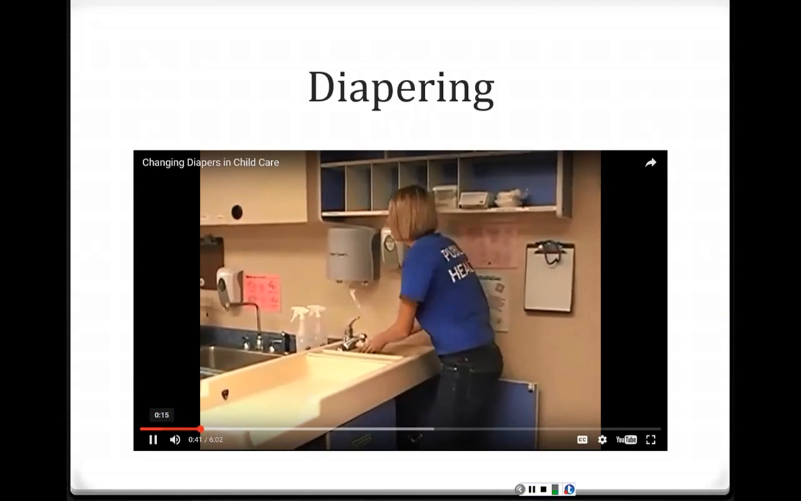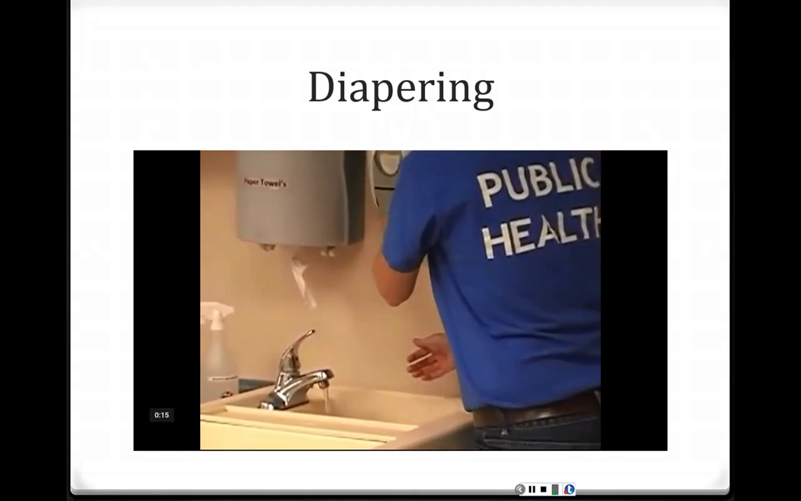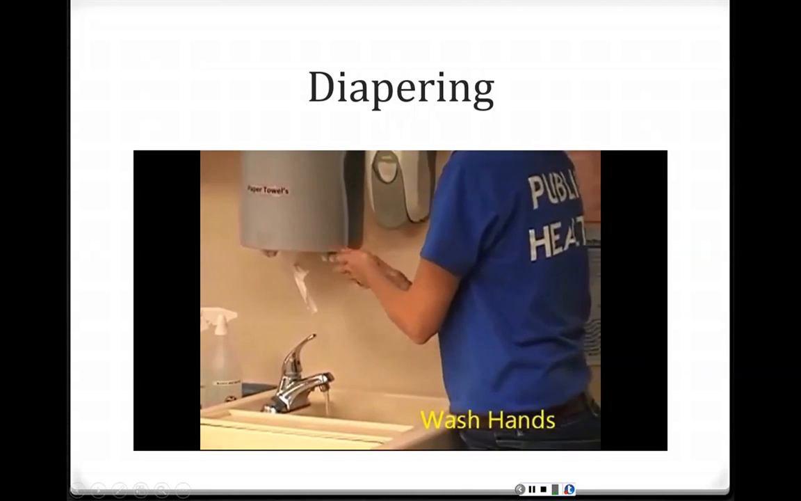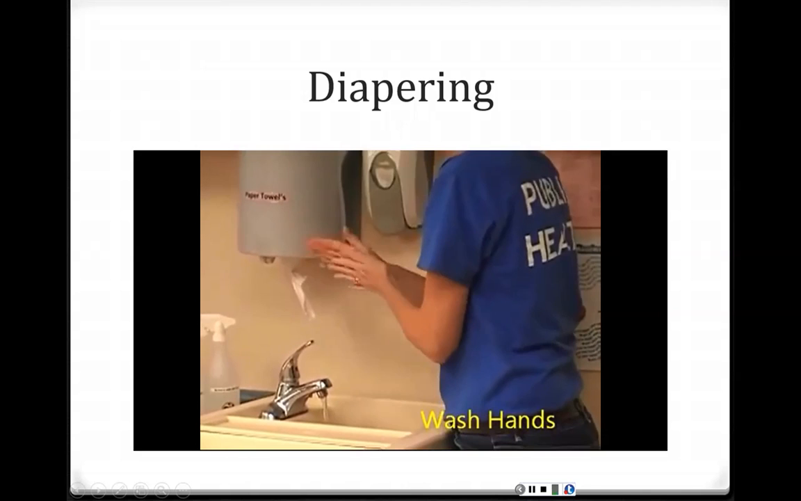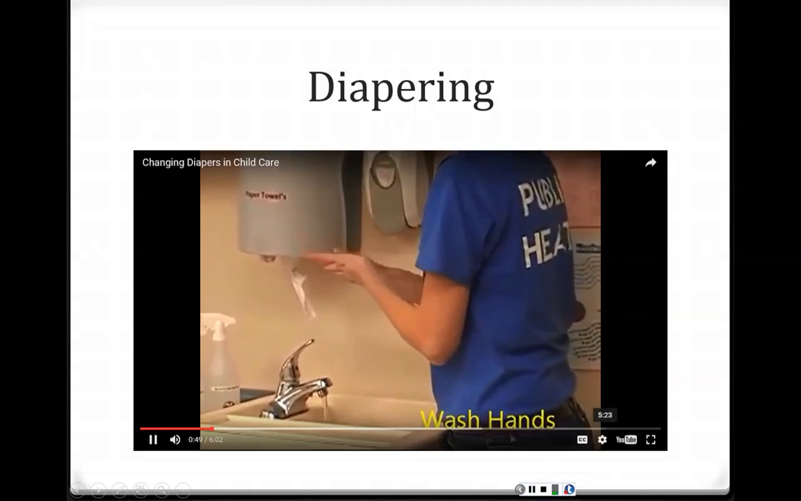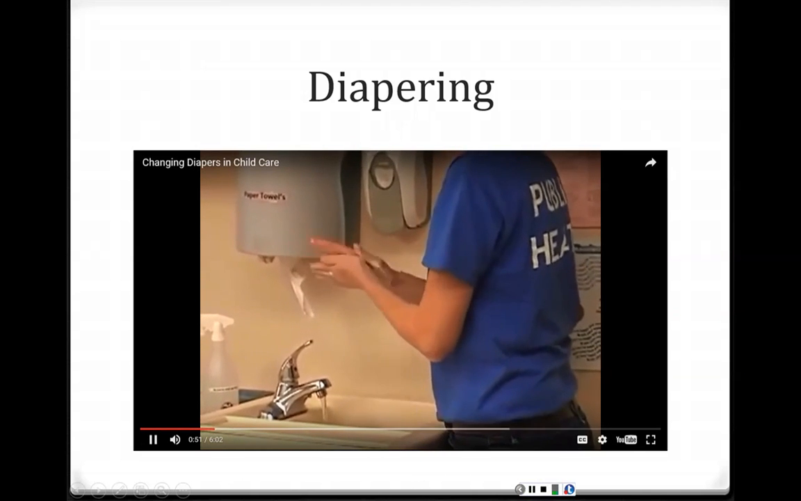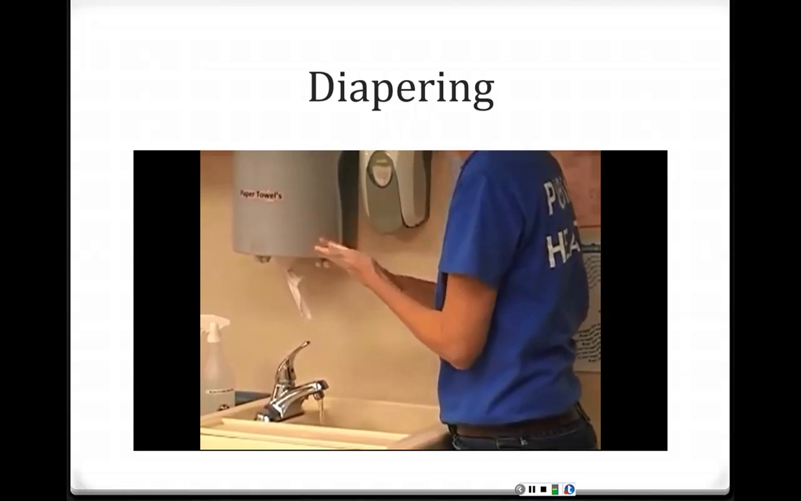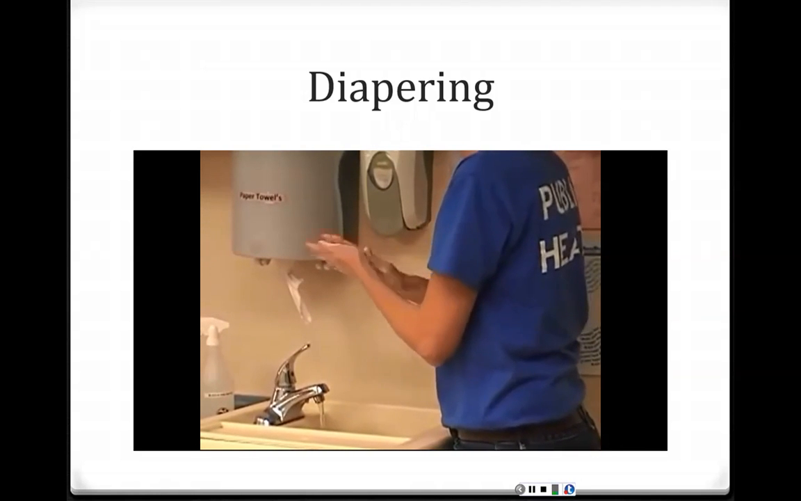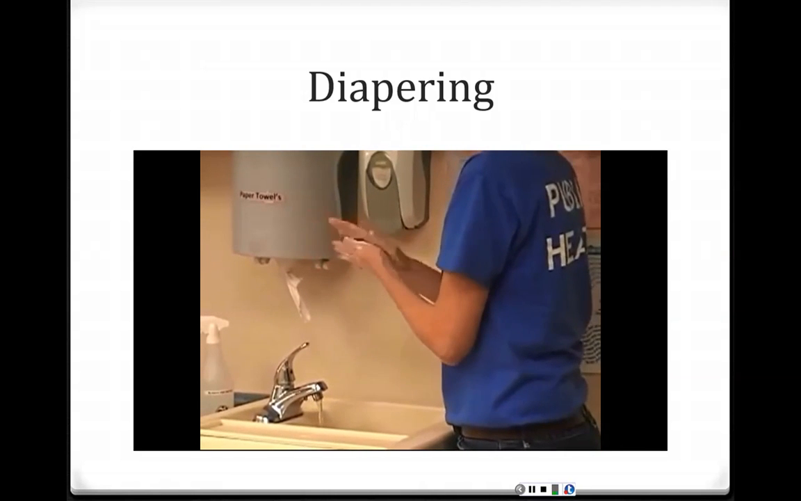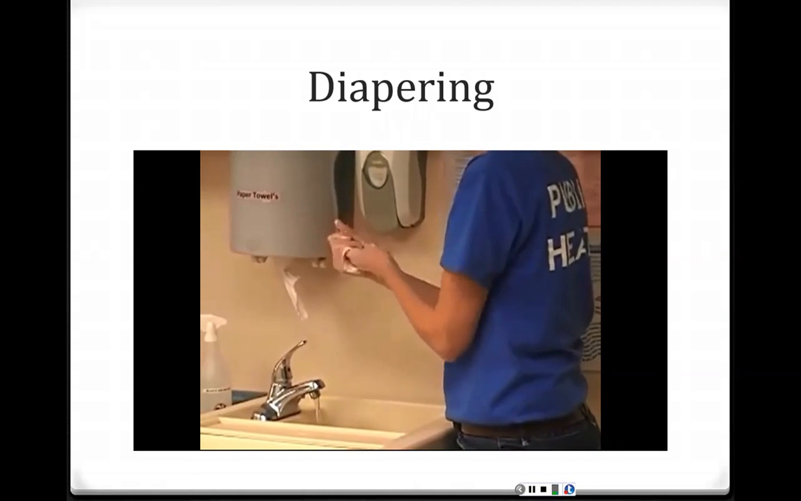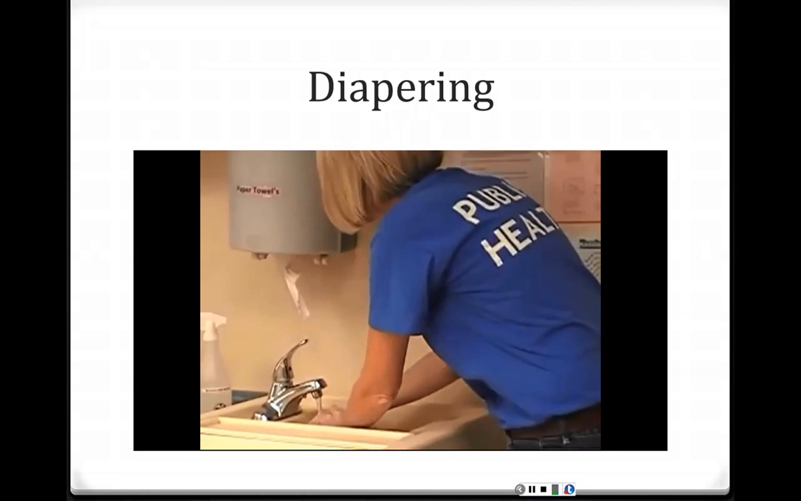So I turn on the water, I wet my hands, I get soap, and I begin to rub. I need to do it for 20 seconds. So you can either count in your head, or you can count out loud to model for the children. 1, 2, 3, up to 20. Then you rinse.